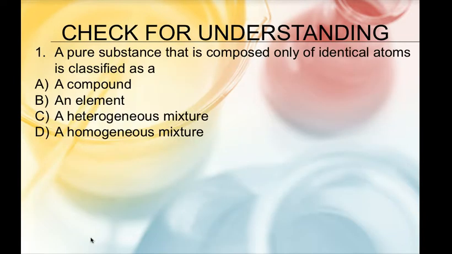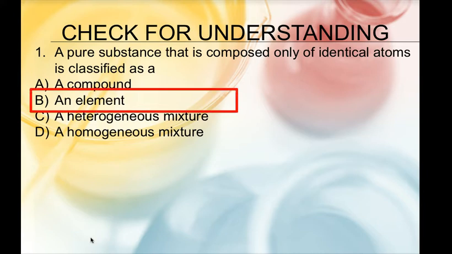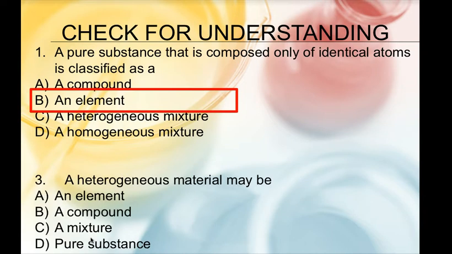A pure substance that is composed only of identical atoms is classified as, well, that would be an element, because a compound is not composed of identical atoms, it would be at least two different atoms. A heterogeneous material may be, only mixtures can be heterogeneous materials. Both elements and compounds, which are substances, are homogeneous.